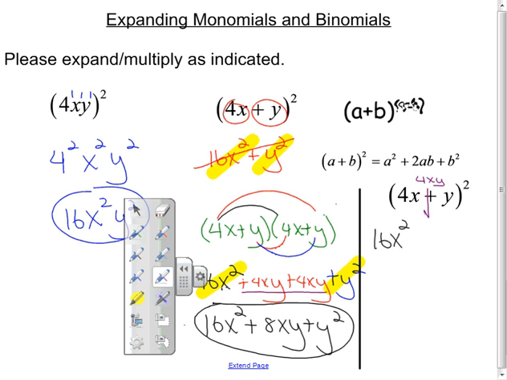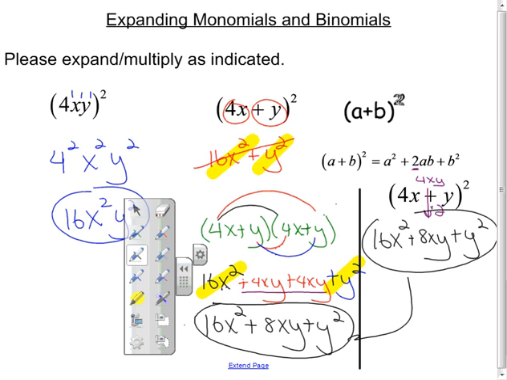But then that's going to be times 2. So I just double that. This gives me 8xy. And then the easy part, again, is to take the last term and square it, which gives you positive y squared, which becomes plus y squared. And if you notice, that in fact is the same thing as doing the FOIL problem. And this is a very powerful model to use.